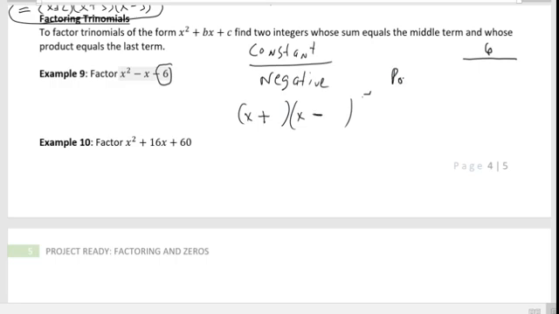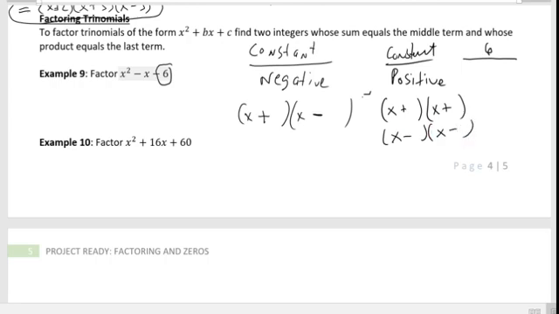Okay. If your constant is positive, then you're going to have the same sign. So you're going to have x plus and x plus, or you can have x minus and x minus. Okay, so if the constant is positive, you'll have same signs. If your constant is negative, then you'll have one positive and one negative. So you want to remember this right here.